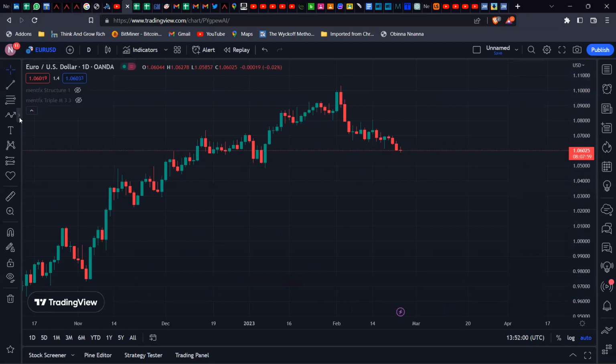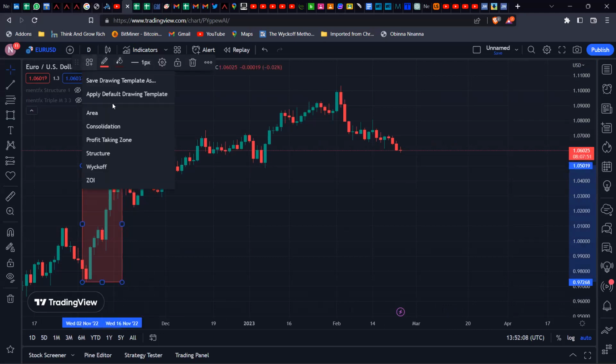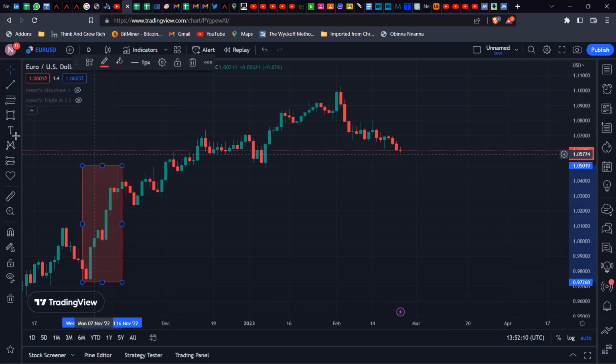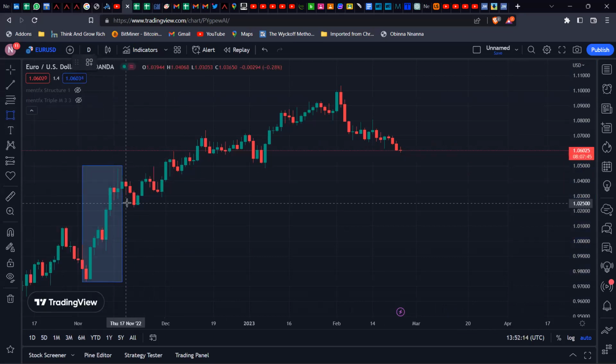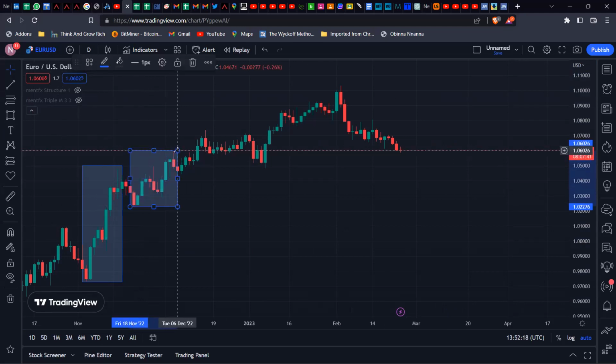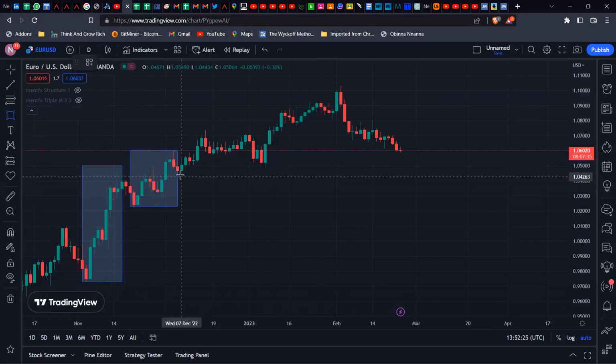Let me use my rectangles because I like to use those. So this was the original area. The structure. And then we had this structure here. And then I also highlight this one here.